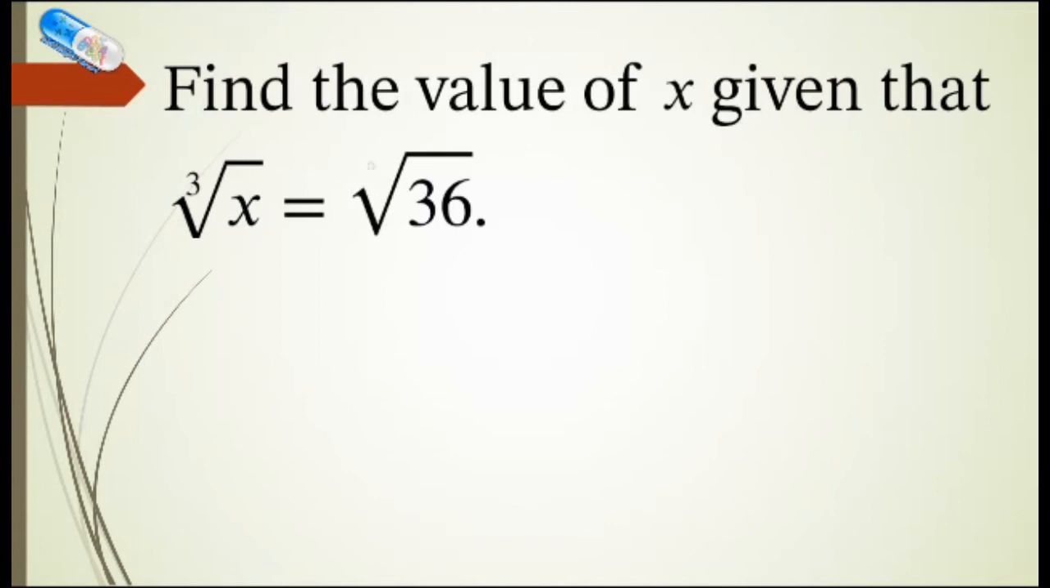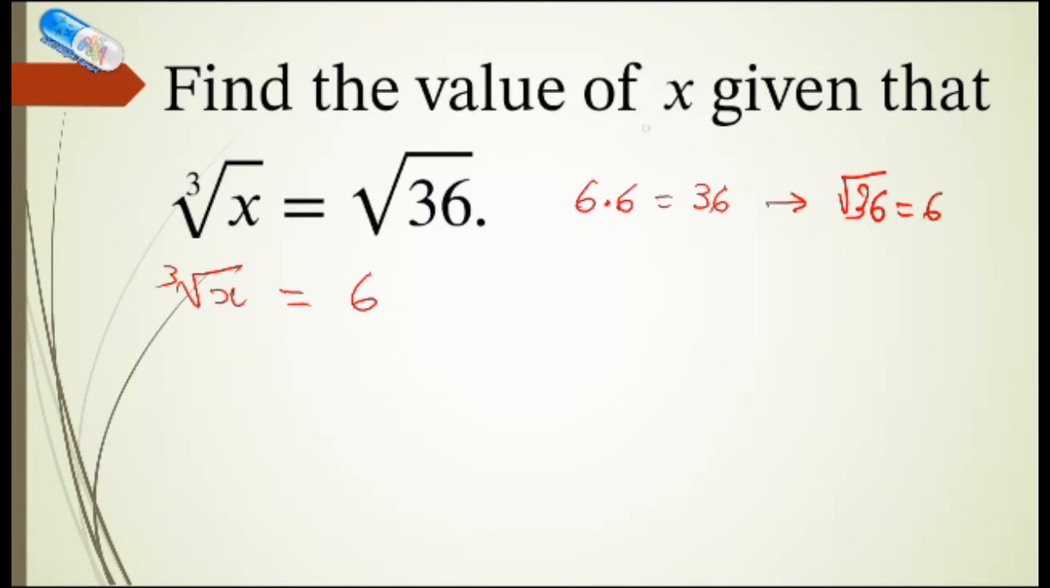The last example, find the value of x given that the cube root of x equals the square root of 36. Okay, this is a challenging problem. We have on the left hand side the cube root of x, and on the right hand side we have the square root of 36. How do we solve this? First, I will write this as it is, cube root of x. And I know that 6 times 6 equals 36, so the square root of 36 equals 6.